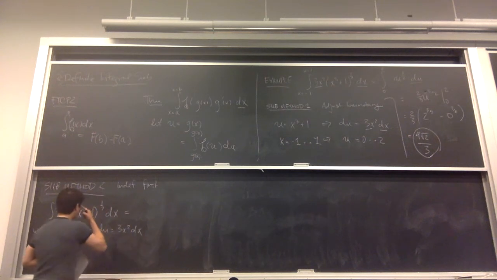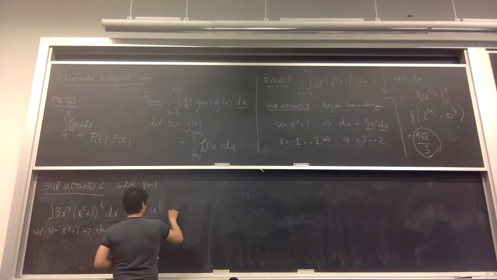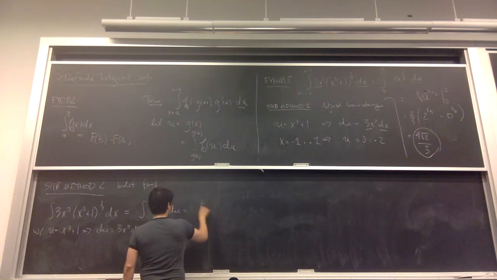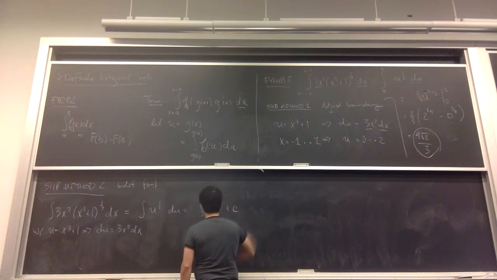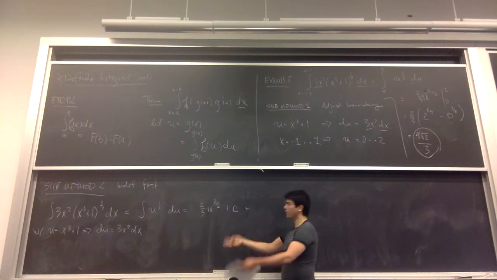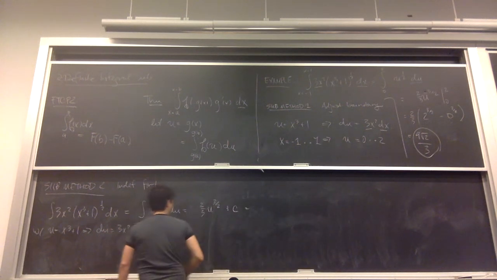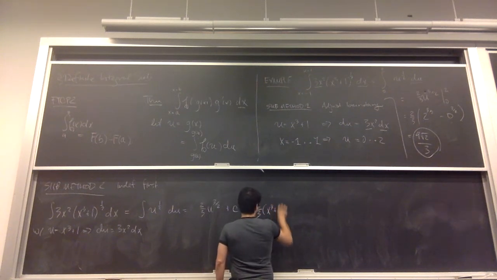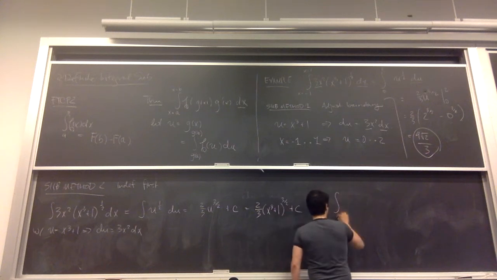So that means I can write this as the integral of u to the half du, which then gives me 2/3 u to the 3/2 plus c. But now I can undo it. Now I can put x back in. So I have u is equal to x cubed plus 1. So this is really 2/3 (x cubed plus 1) to the 3/2 plus c.